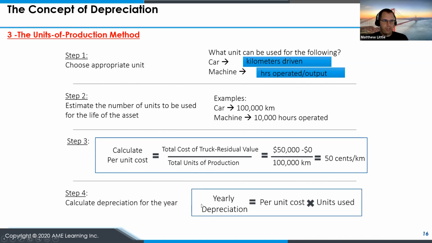And then you would calculate depreciation for the year. So you would take the 50 cents per kilometer. Say we drove 10,000 kilometers the first year on the truck. You would take the 50 cents times 10,000. You would have a $5,000 depreciation for year 1 for that truck. Okay, so multi-steps in the units of production.